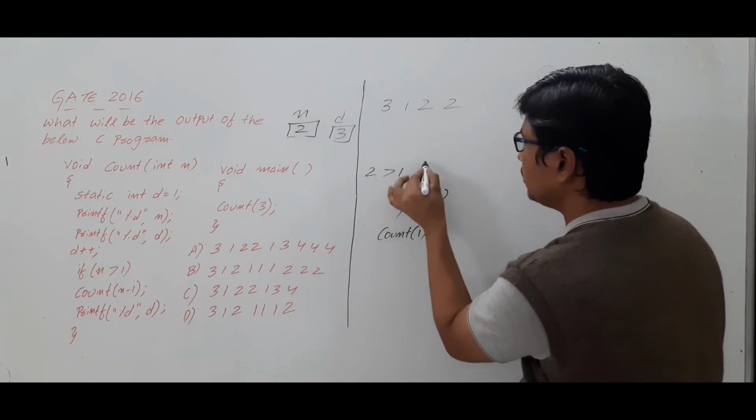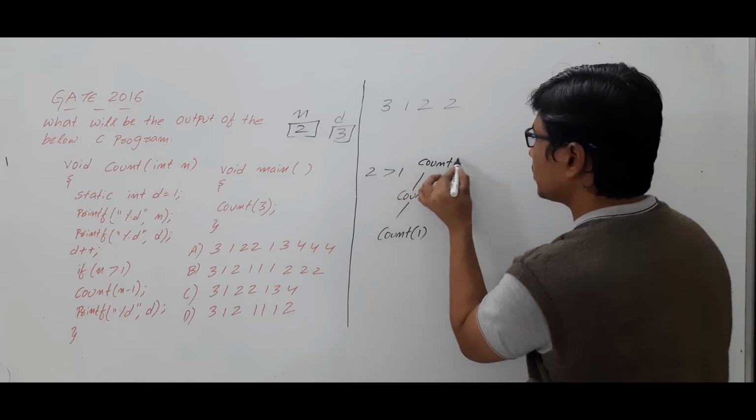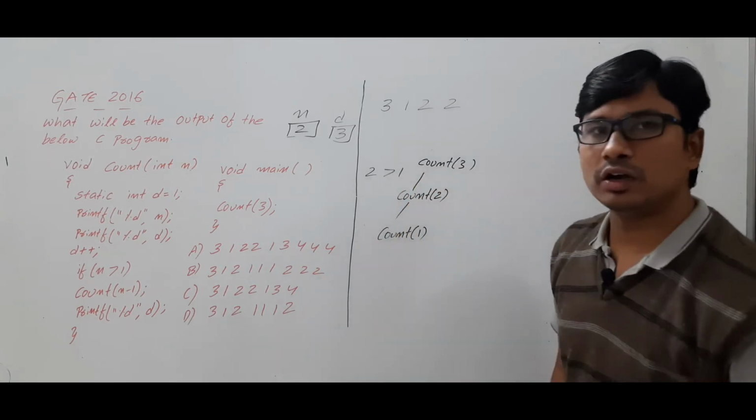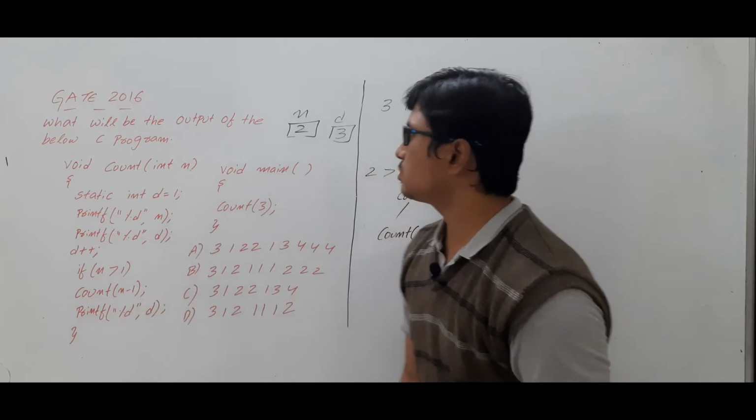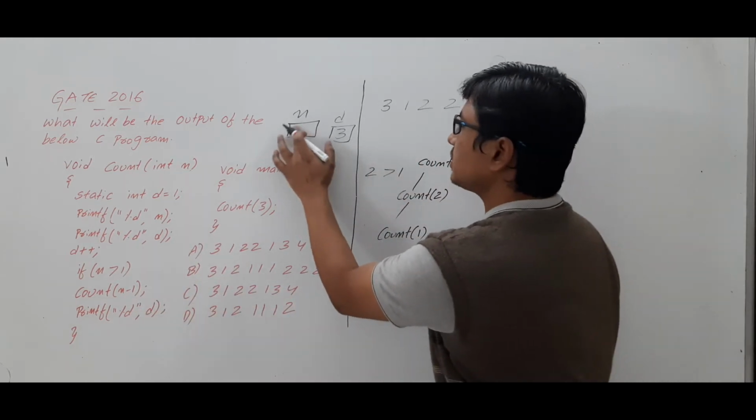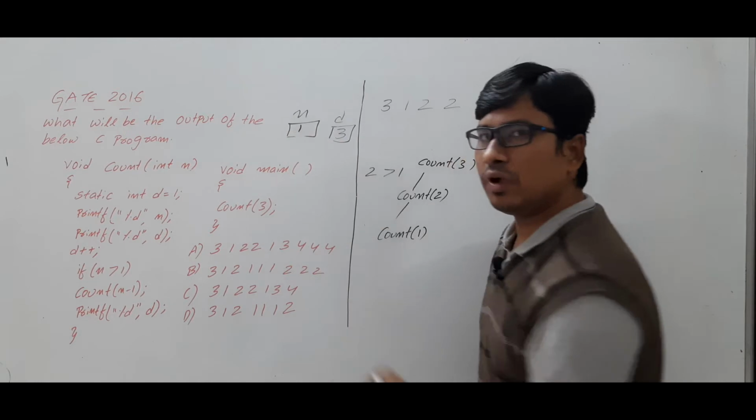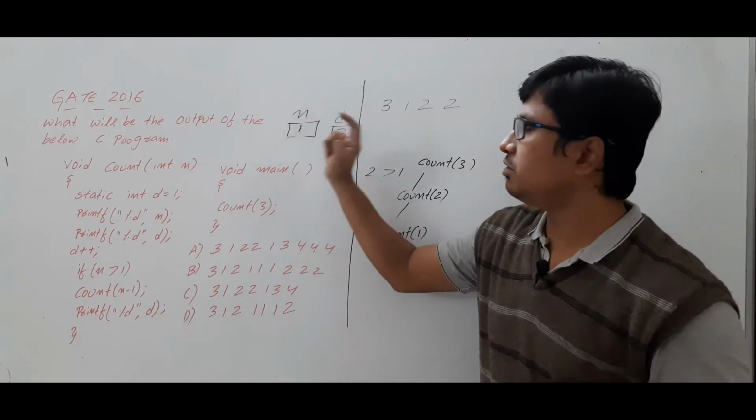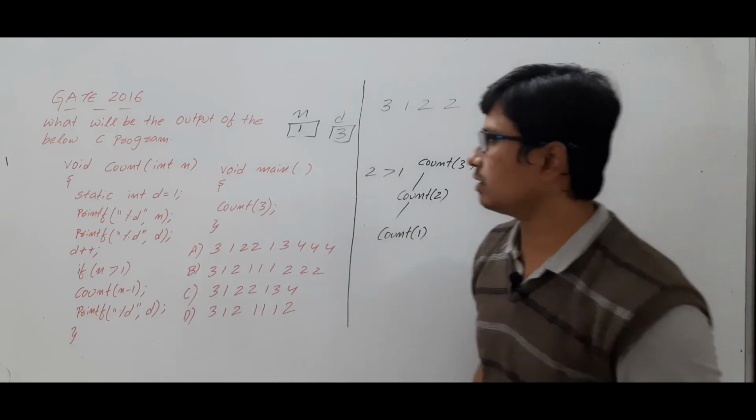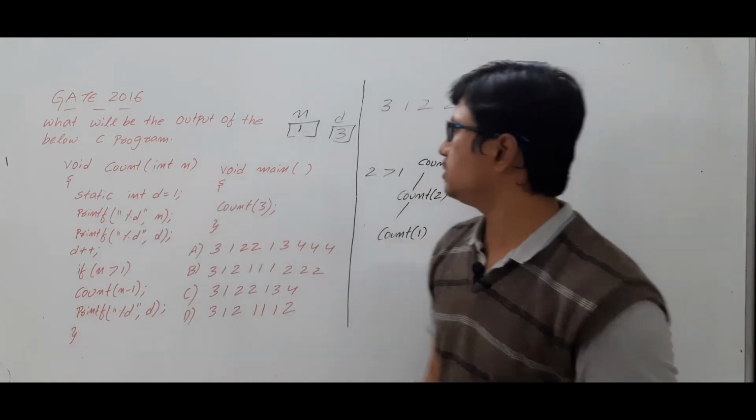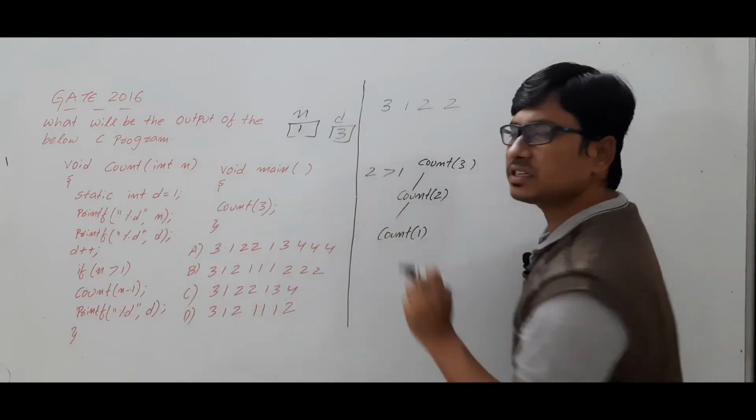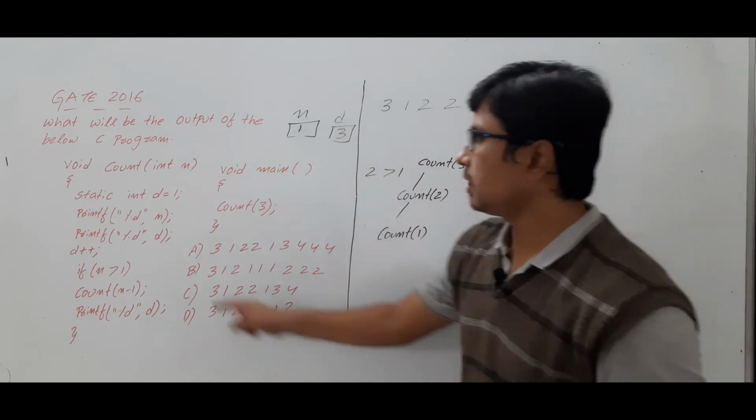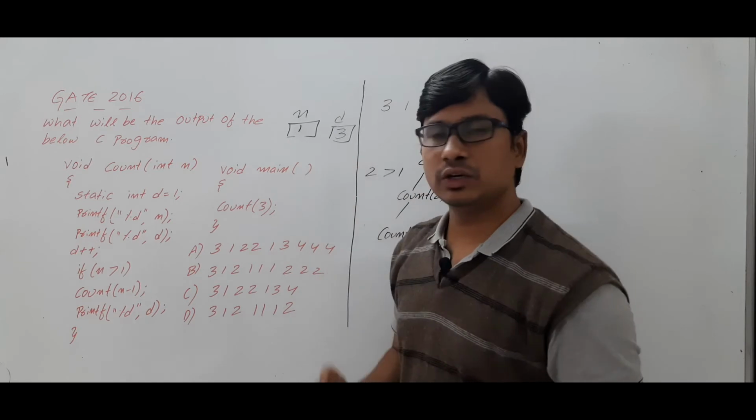Look at this one. You have a count 3. From the count 3, you call the count 2. From count 2, you call the count 1 function. So once you are calling the count with input as 1, the n variable will be assigned with a constant called 1. Okay, static int d is equal to 1. So as it is a static variable, the d value 3 will still be kept. Now n value is 1, d is equal to 3.